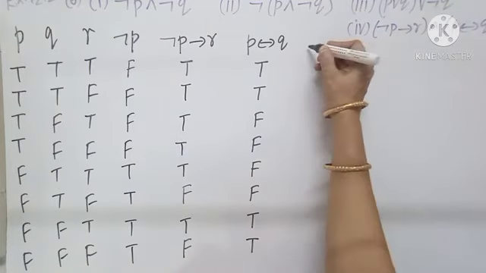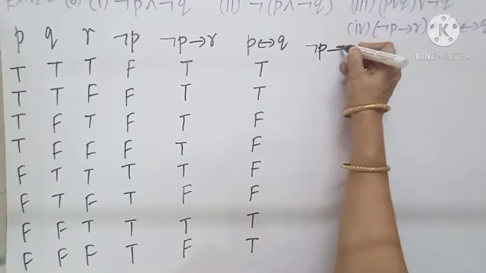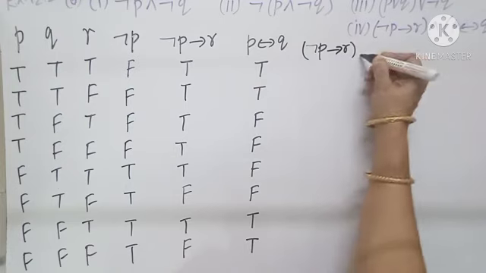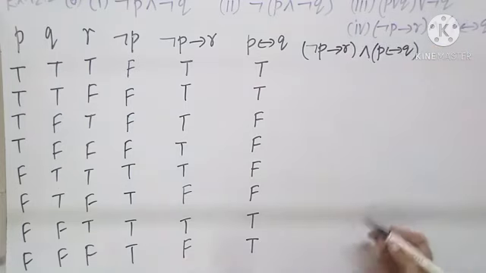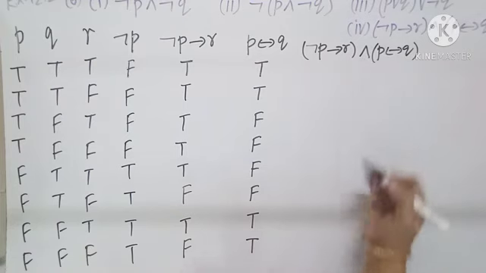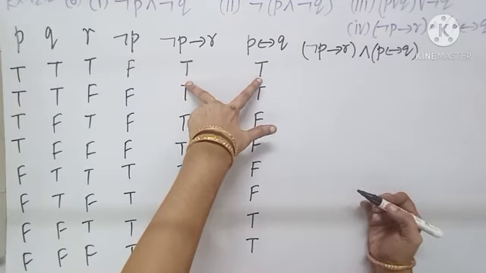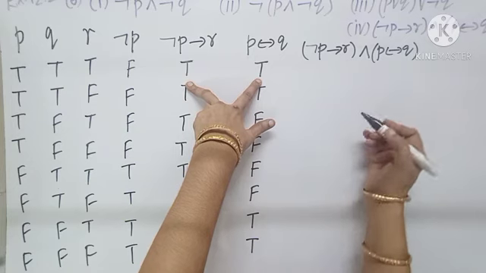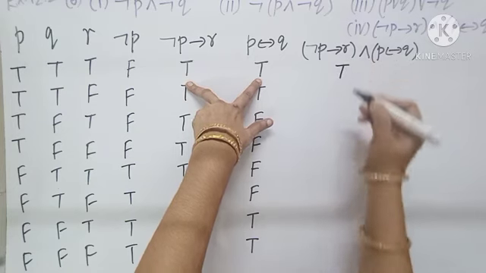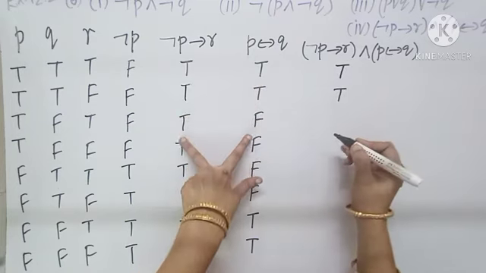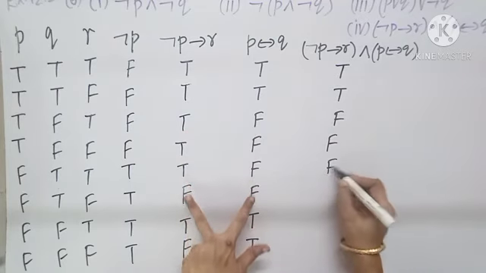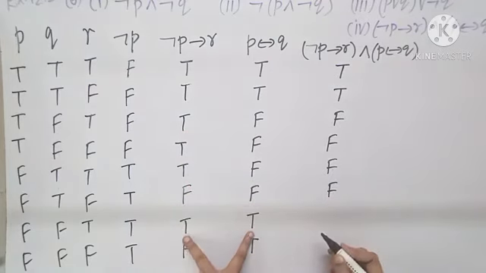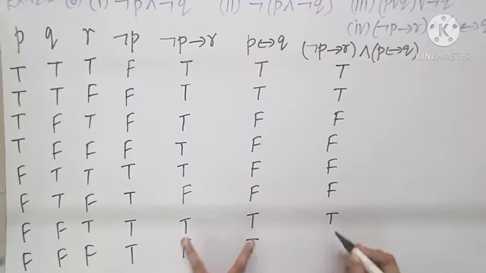Now, I need to find out negation P implies R and P biconditional Q. Here the symbol is AND. So these two columns I must see. AND tells me both are true, it is true. All other cases it is false. So as we check here again, both are true, it is true. Other cases it is false.